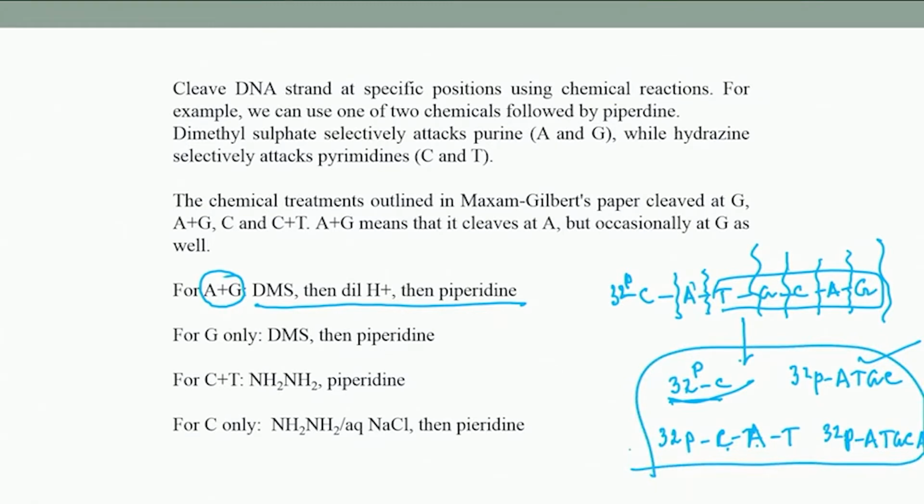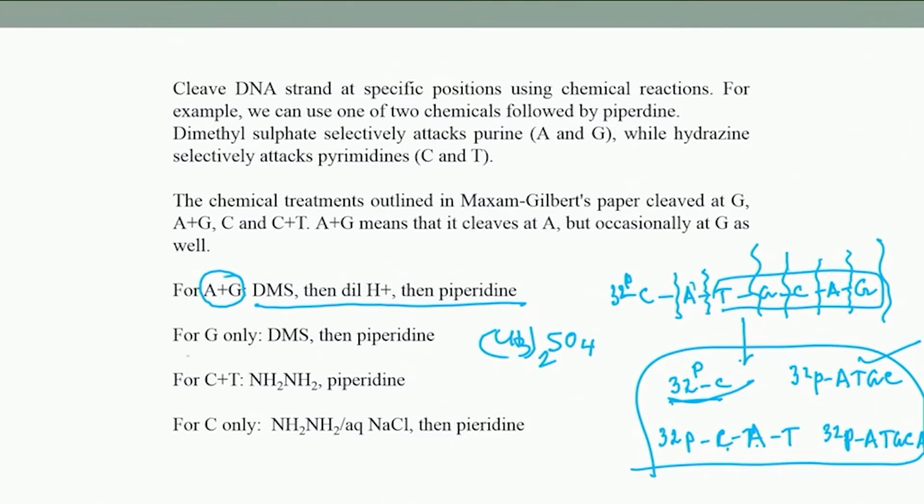That means you subject this piece of DNA and then add DMS, dimethyl sulfate, and then you add dilute H plus, usually formic acid, and then aqueous piperidine. If you subject the DNA to this condition, you will see that there will be cleavage wherever there is A in the chain and wherever there is G in the strand.